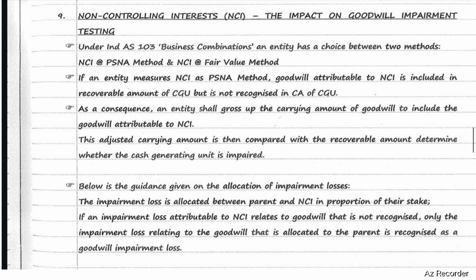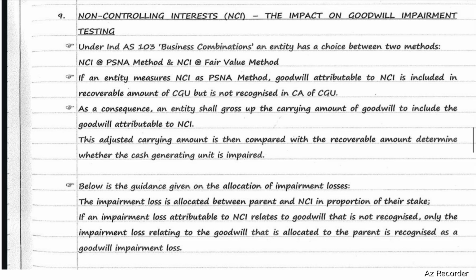If an entity measures non-controlling interest as per the proportionate net assets method, goodwill attributable to NCI is included in the recoverable amount of CGU, but is not recognized in the carrying amount of CGU. As a consequence, an entity shall gross up the carrying amount of goodwill to include the goodwill attributable to NCI. This adjusted carrying amount is then compared with the recoverable amount to determine whether the cash generating unit is impaired or not.